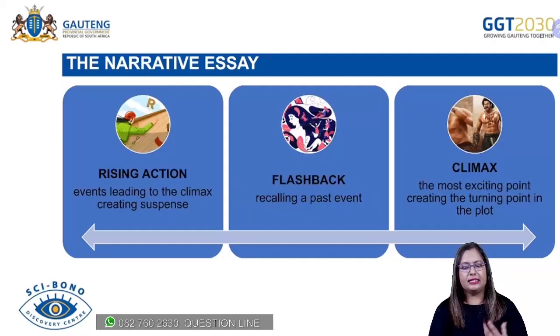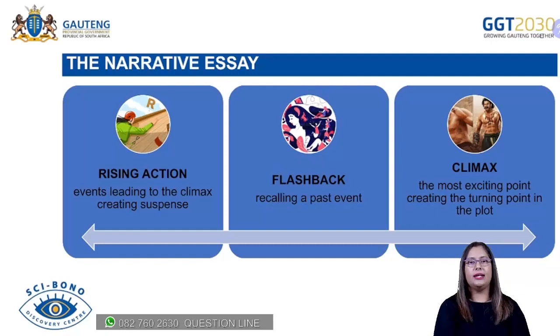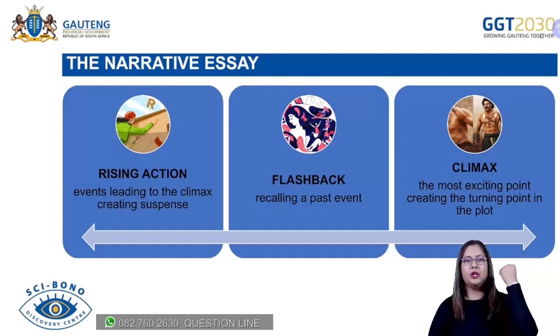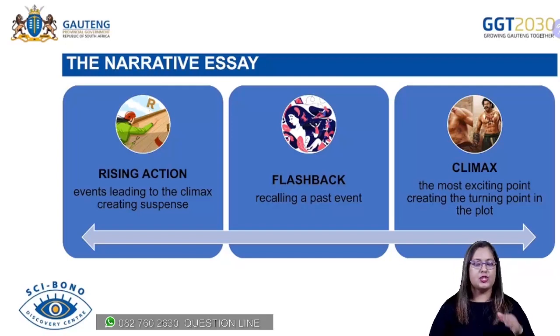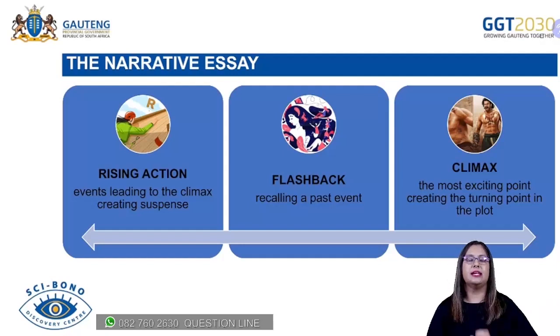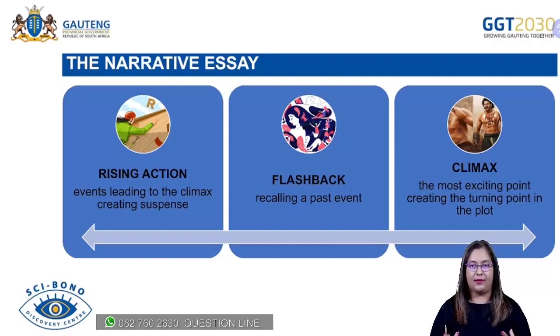Then we have other aspects, which is the rising action. Now here, what are the events we're looking at that are going to lead to the climax, where we are going to create this suspense? So there are things that you are going to describe in the narrative essay that will get us to a point where we are going to wait now. What's going to happen next? So the rising action is that part where you're describing all the events that lead up to that point of now what happens with the characters or what happens in the story.